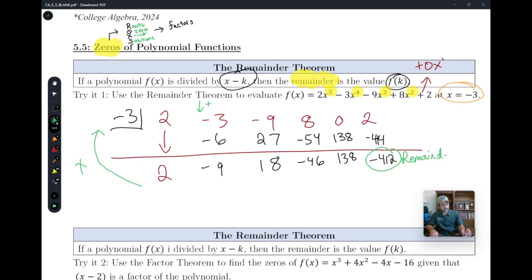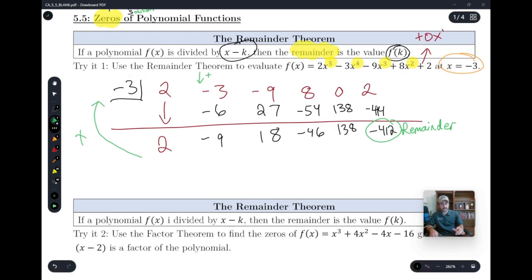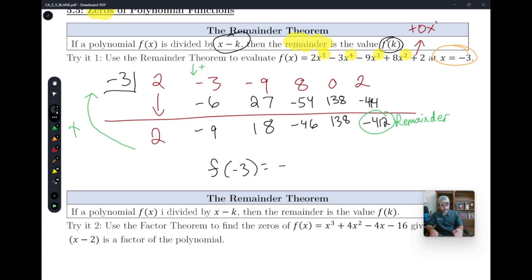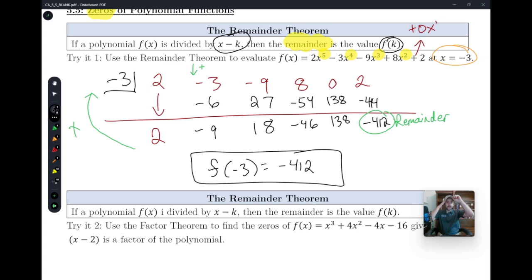And what this remainder theorem says is, hey, instead of plugging and chugging, we could have just added, multiplied, added, multiplied, added, multiplied to get our synthetic division. Take that remainder and say f of negative 3 equals negative 412. If you want to check your work, you could plug and chug negative 3 into our original function and see if we get the exact same thing. I'd highly encourage you to do that.